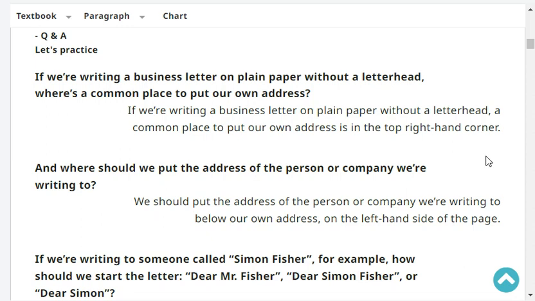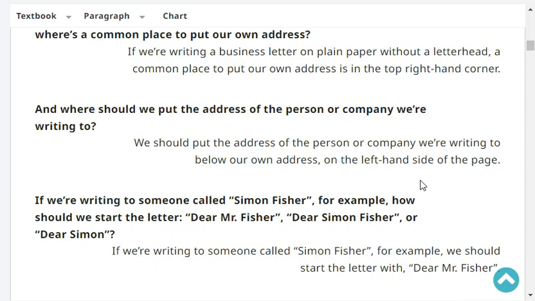And where should we put the address of the person or company we're writing to? We should put the address of the person or company we are writing to below our own address on the left hand side of the page.